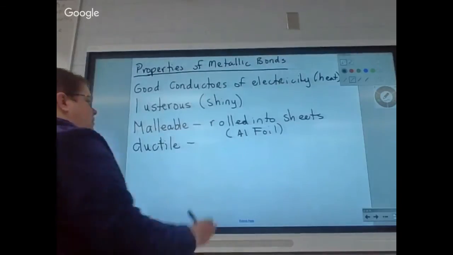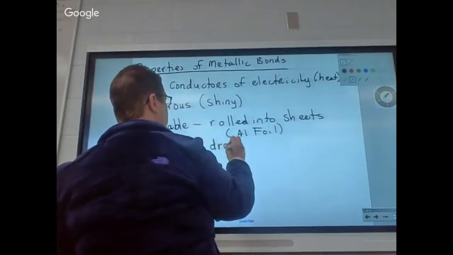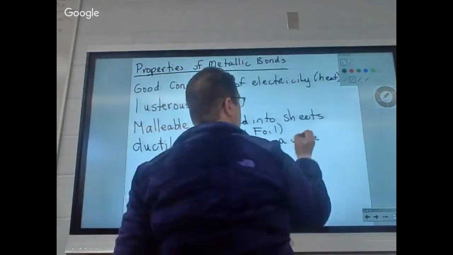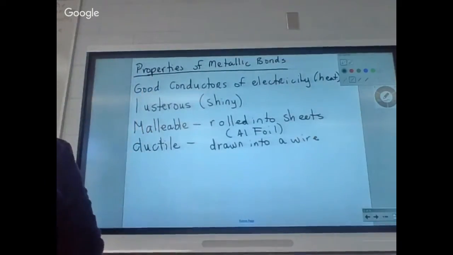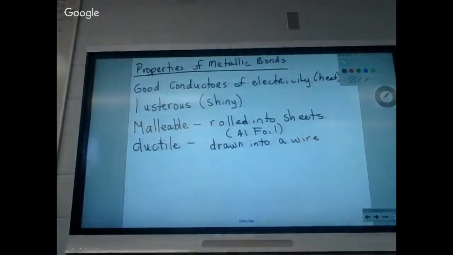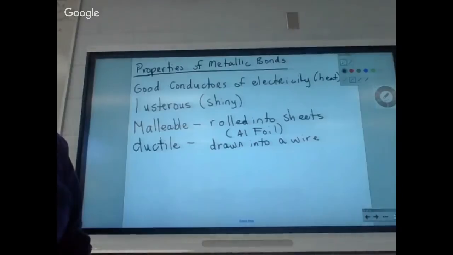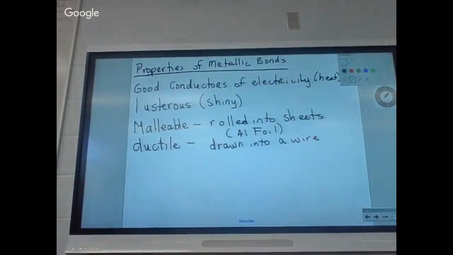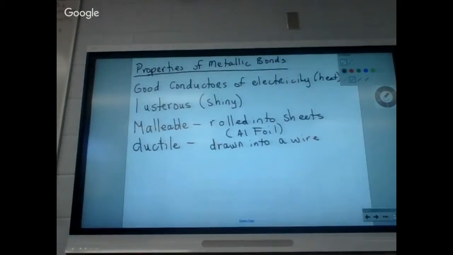All right. Ductile means it can be drawn into a wire. Copper wiring is a nice example. Looking around the room, those earrings are very nice examples of things that are ductile. If they're nice gold earrings, that would be an example of gold that's ductile. But if that metal was not ductile, could she have those lovely hoop earrings? No. But the fact that metals are ductile allows us to have lots of different shaped jewelry.